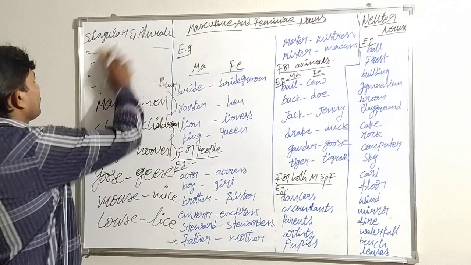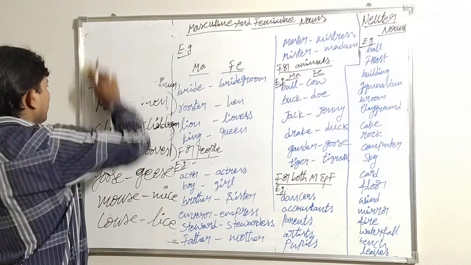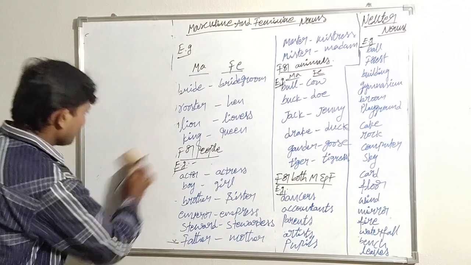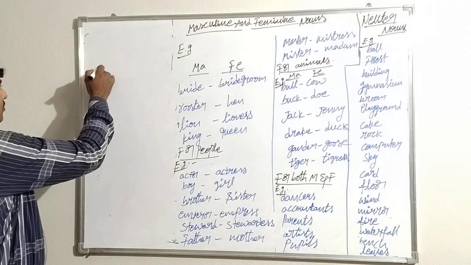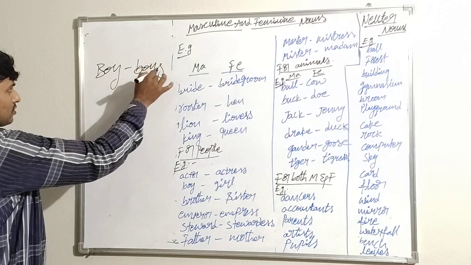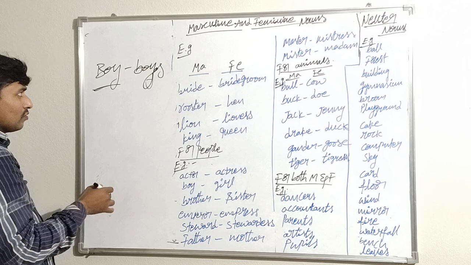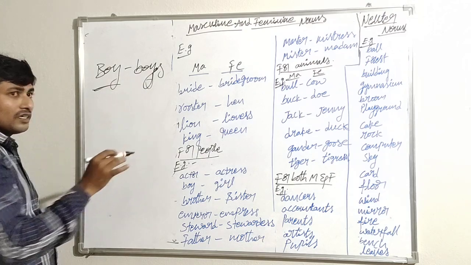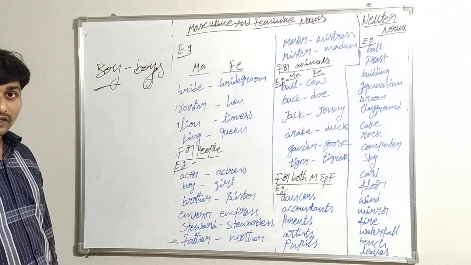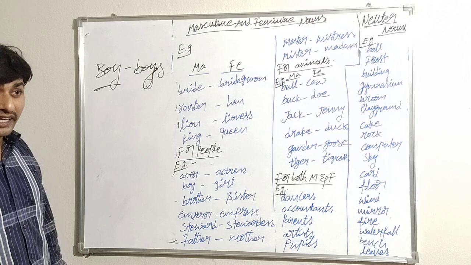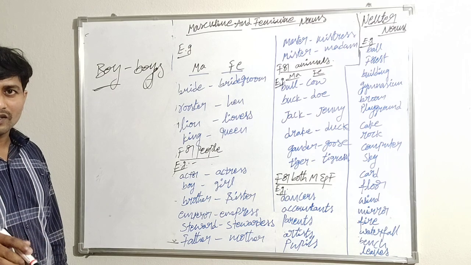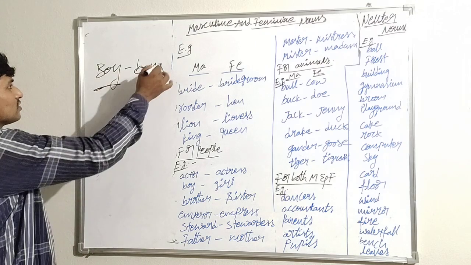So this is called singular and plural nouns. Have you understood? Here, boy, boys. Boy is a common noun. I have already told you those are different kinds of nouns, but those kinds of nouns we can divide into singular and plural nouns. So this is the singular, this is the plural.